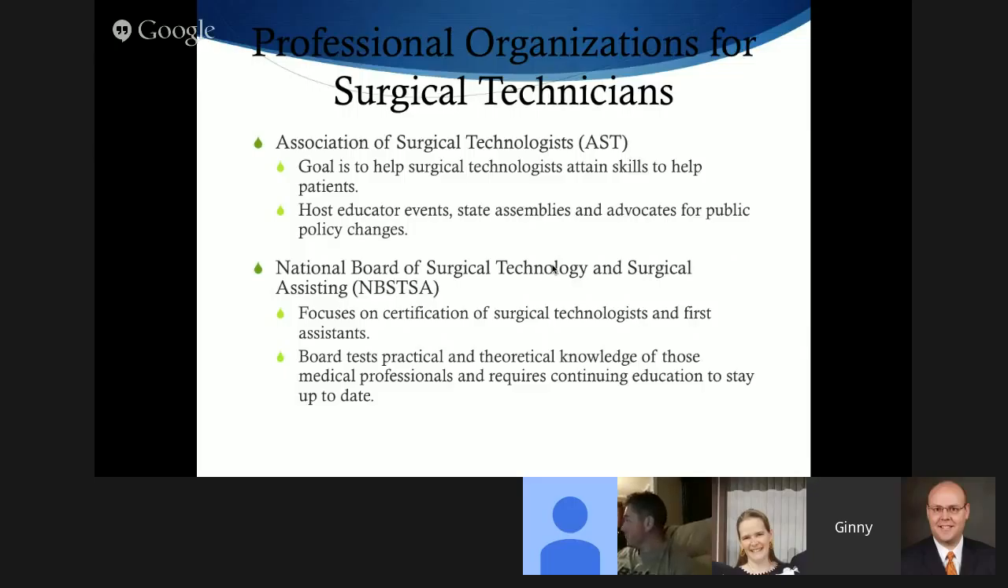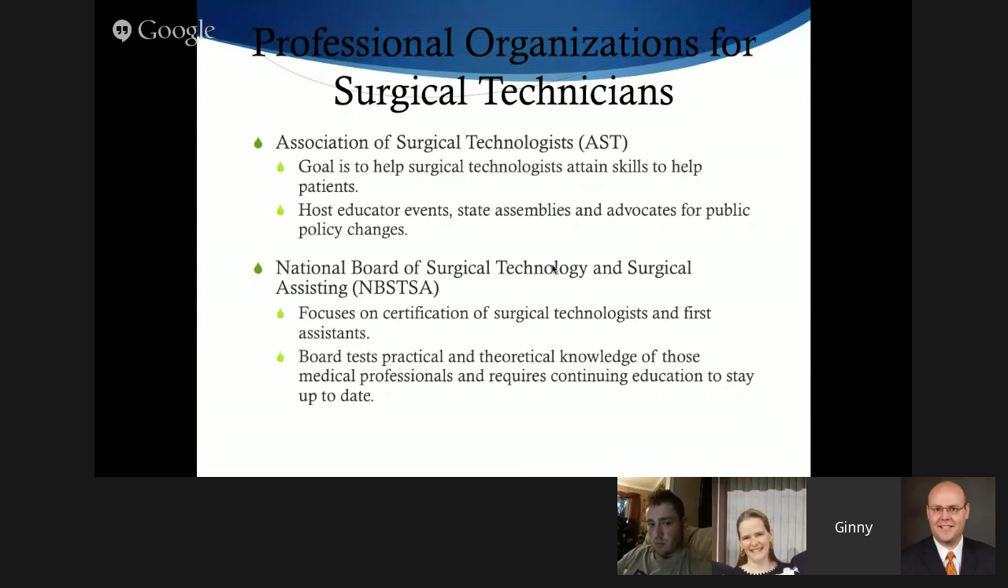These ones are organizations for surgical technicians. So you have the Association of Surgical Technologists, and their goal is to help surgical technologists attain skills to help their patients. They also host educator events, state assemblies, and advocate for public policy change. Then there's the National Board of Surgical Technology and Surgical Assisting. They focus on the certification of surgical technologists and first assistants, and their board tests both practical and theoretical knowledge of medical professionals and require continuing education to stay up to date.